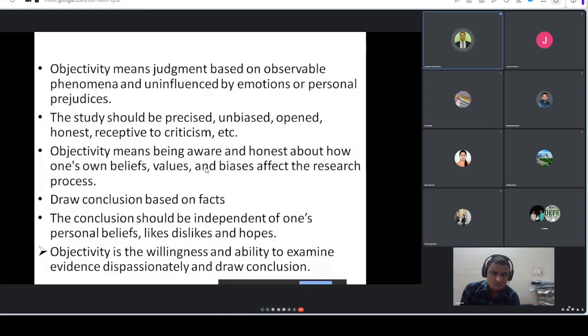So objectivity means judgment based on observable phenomena. This is where the problem comes in, remember. When I talk about objectivity, it means based on observable phenomena and uninfluenced by emotion or personal prejudice. Remember this. Many of the social scientists, we used to employ observations as a method, observations as a technique to collect our data, to collect our sources.